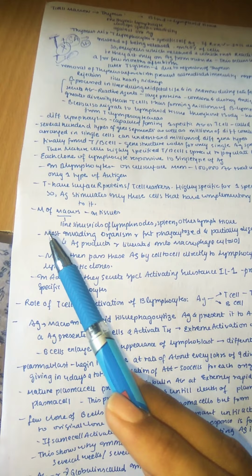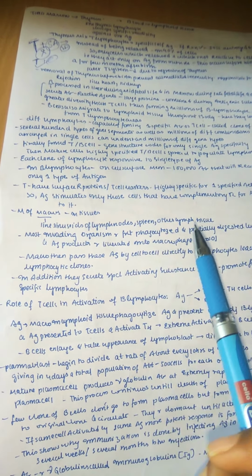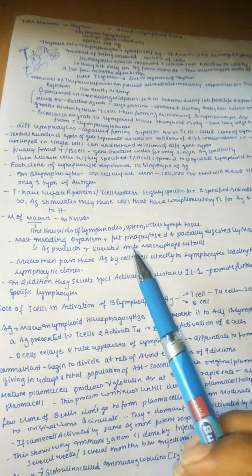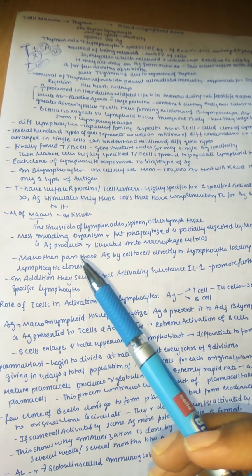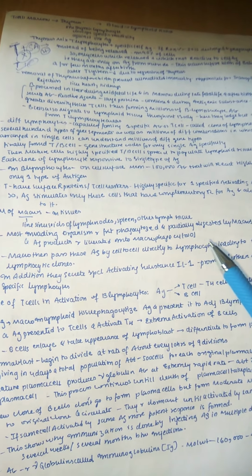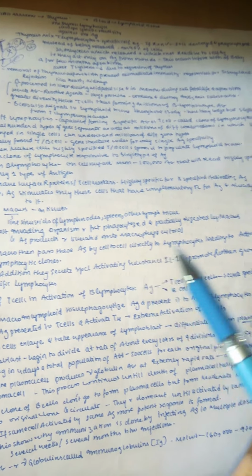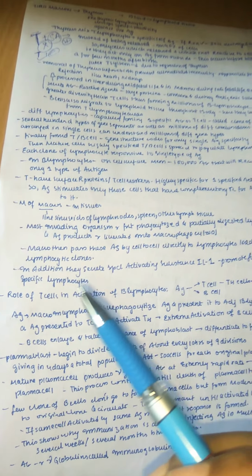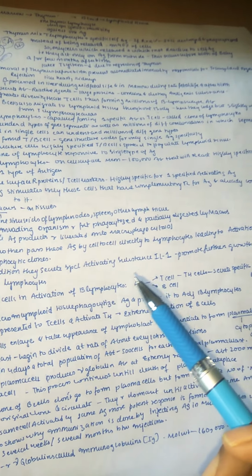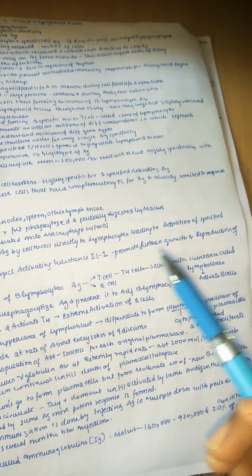The macrophages in the tissues mainly line the sinusoids of lymph nodes, spleen and other lymph tissues, and most invading organisms are first phagocytosed and partially digested by the macrophages. And antigen products are liberated into the macrophage cytosol. Then macrophages pass these antigens cell to cell directly to the lymphocytes, leading to the activation of specified lymphocytic clones. In addition, they secrete a special activating substance known as interleukin 1. These are also called lymphokines. This promotes the further growth and reproduction of the specific lymphocytes.